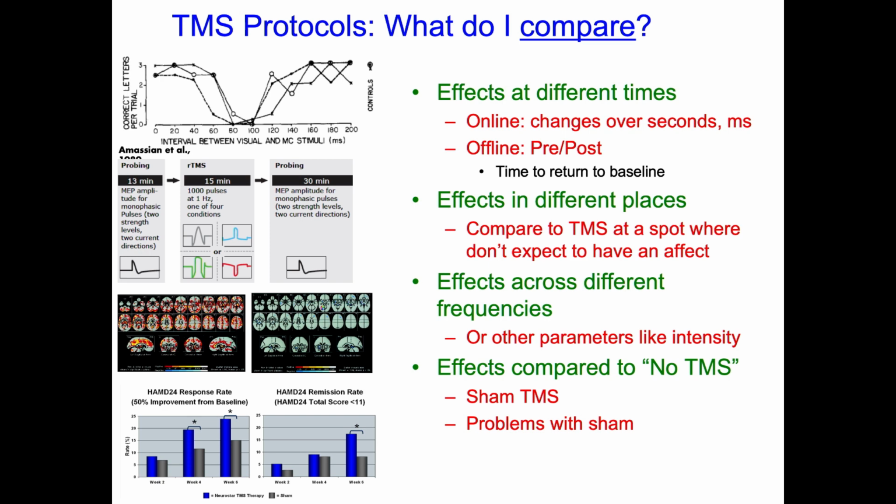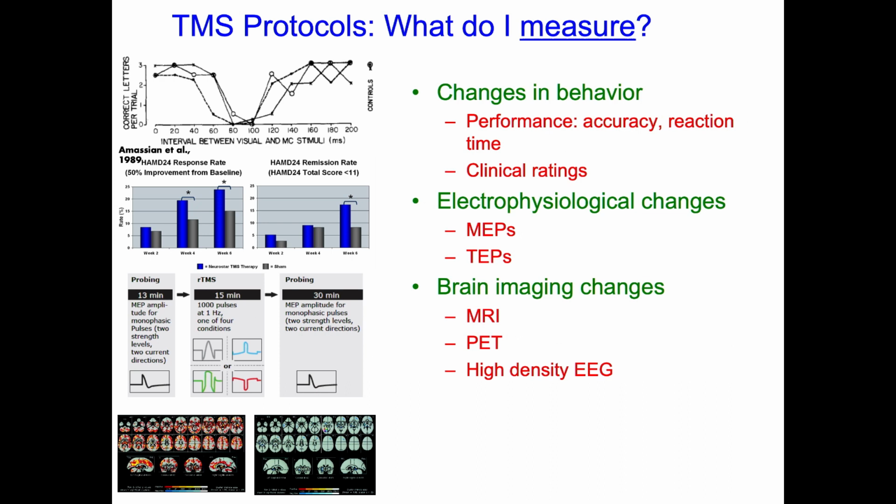And in these ways, you're able to pull out TMS effects. And what are the TMS effects? How do I measure them? So there are changes in behavior. I mentioned that first. There are changes in performance, for instance, in your accuracy in this case, with the visual stimulation, or reaction time. That's a good one to use too.